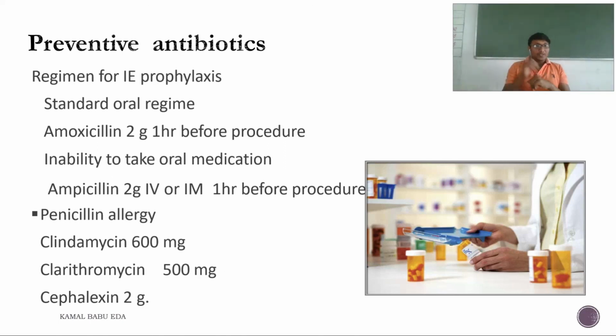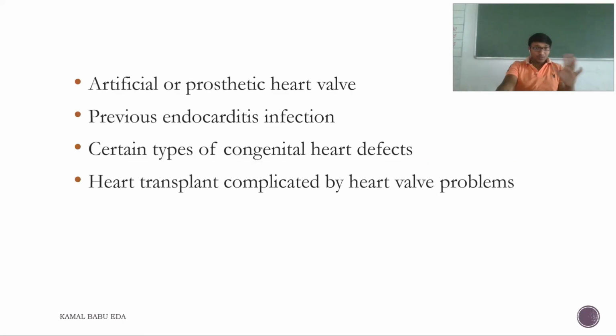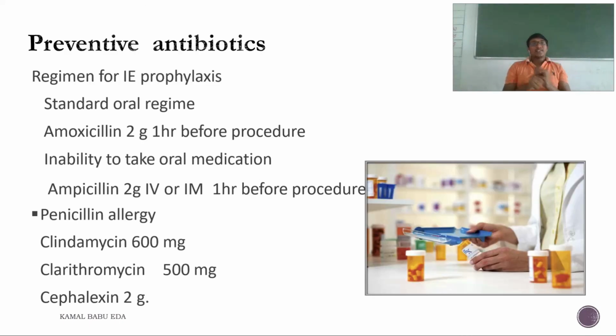And if the person is penicillin allergic, we are giving clindamycin or clarithromycin or cephalexin. Clindamycin will be 600 mg, clarithromycin we are giving 500 mg, or cephalexin 2 grams, 1 hour before the procedure. These are for persons with an artificial or prosthetic valve or previous endocarditis infection. So this is regarding the preventive antibiotics.